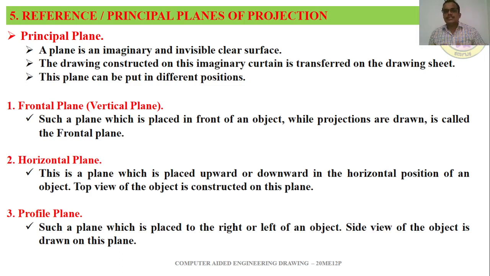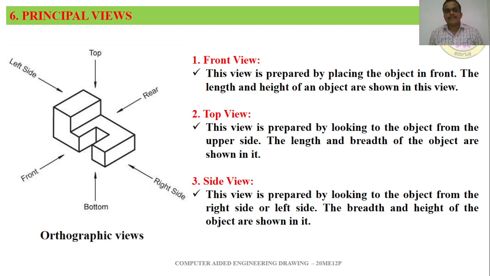And we have the horizontal plane, which will be parallel, or placed upward or downward, to the horizontal position, and we are going to capture the top view of an object. Likewise, we have the profile plane, such a plane which is placed to the right or left of the object. The side view of the object is drawn on this plane.